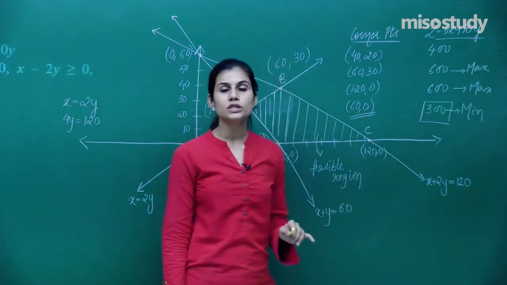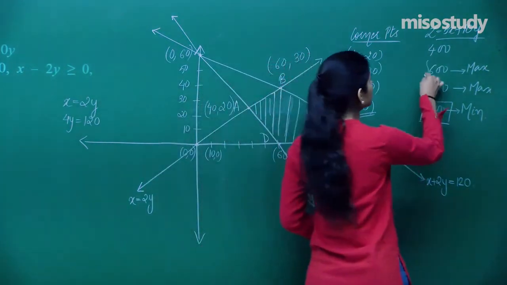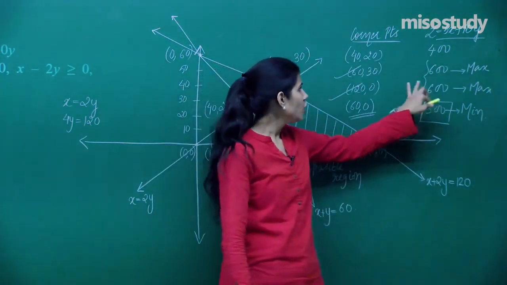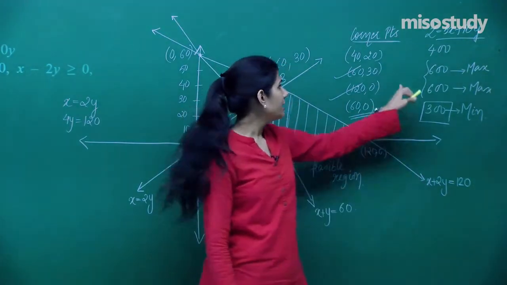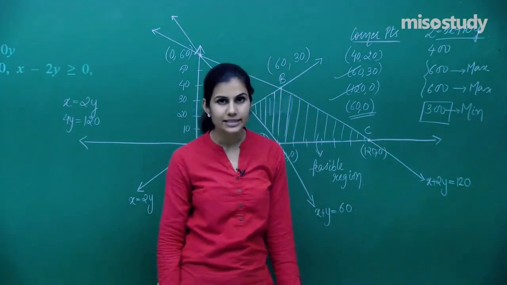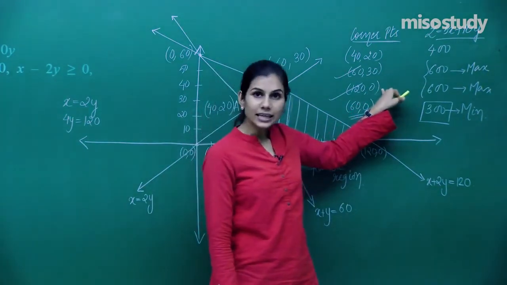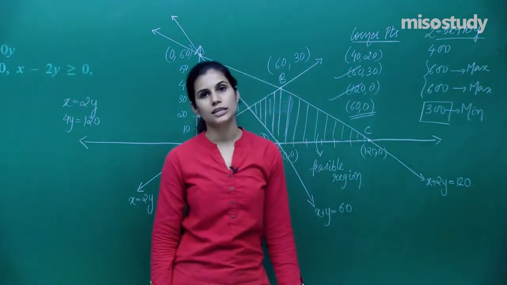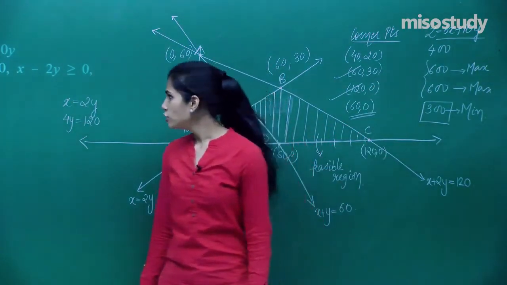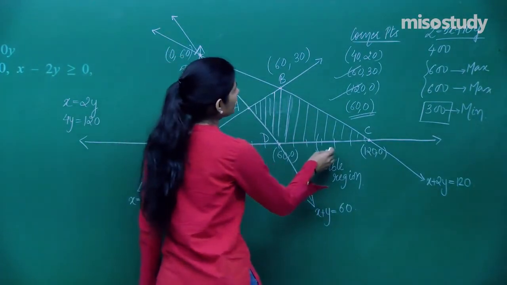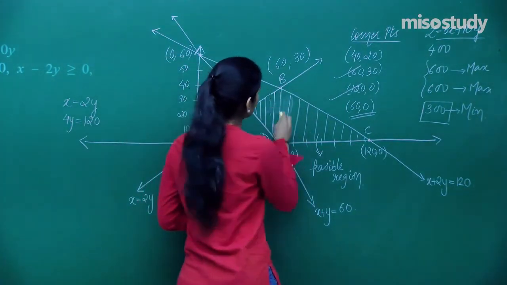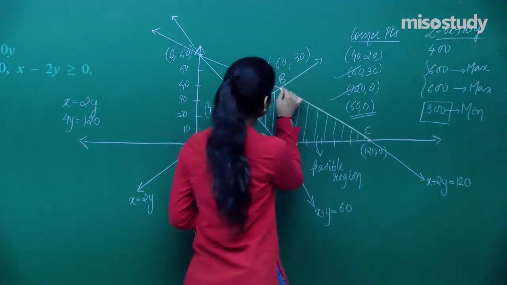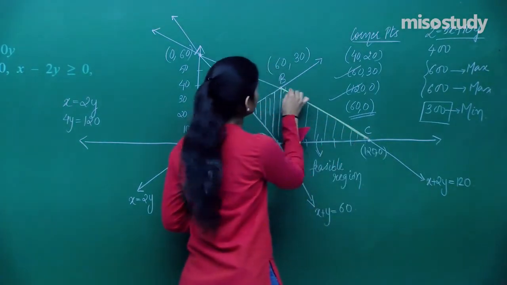But for the maximum value of z, there are 2 points at which the maximum value is being obtained, that is 600 is the maximum value of z which is being obtained at these 2 points. That does not mean that only these 2 points are optimal solutions for maximizing z. The entire straight line, all the points lying on the line segment joining these 2 points, is my optimal solution for maximizing z. So the entire line segment joining 60, 30 and 120, 0, all the points lying on this segment are optimal solutions for maximizing z.